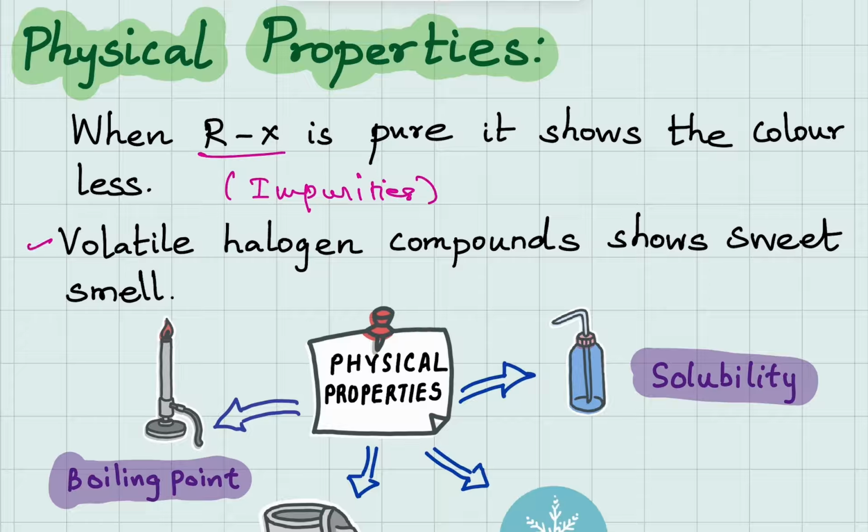Many of the volatile alkyl halides have a sweet smell, and the reason is their low molar masses. If molar masses are very low, the gaseous state of matter will occur. Volatile halogen compounds show a sweet smell, meaning that volatile substances have a low boiling point and relatively low molar masses. This allows them to easily vaporize and spread into the air. Therefore, it is volatile in nature, and the characteristic sweet odor will be present.